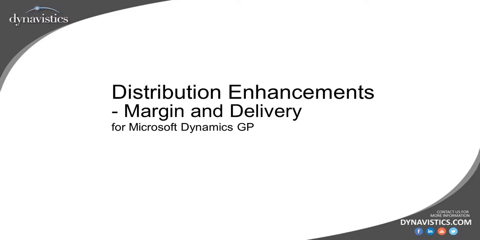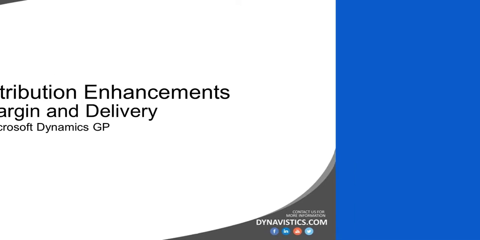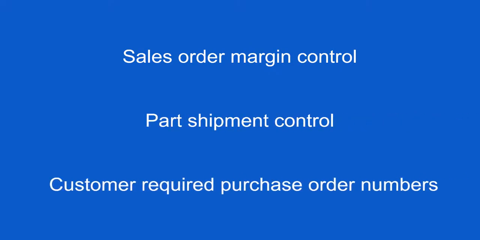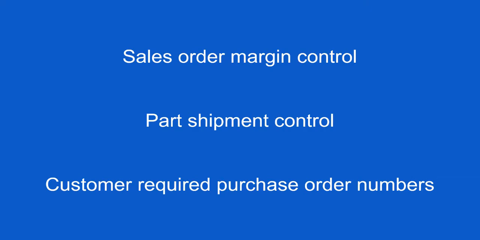Distribution Enhancements is effectively a toolbox that contains several new areas of functionality to improve the effectiveness of your inventory control and sales transaction processing. These cover additional inventory encoding methods, inventory allocation management, barcode management, and enhancements to sales batches and the stock take process. In this video, however, we're concentrating on three areas relevant to sales order processing, namely sales order margin control, part shipment control, and customer required purchase order numbers. Let's look at these in more detail.